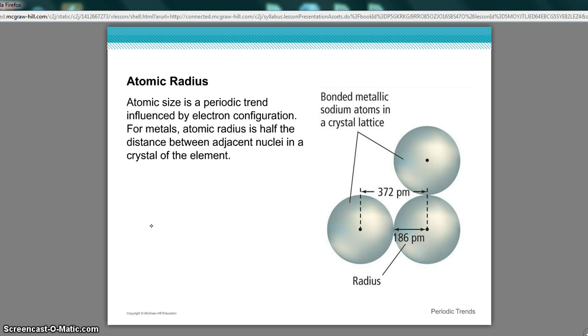So the first property we're going to focus on is atomic radius. When we measure the radius of an atom, it's basically how we measure an atom's size. And it's influenced by the electron configuration. Now, there are two different ways that you can measure the radius of an atom. For metals, the atomic radius is half the distance between adjacent nuclei in a crystal of the element. So if we're looking at the distance between the nuclei, half of that represents the radius.